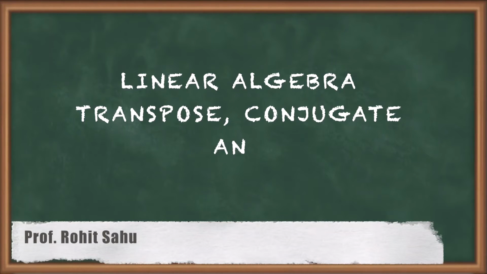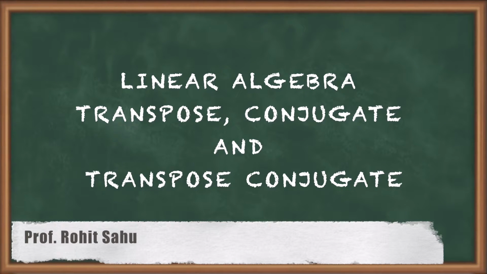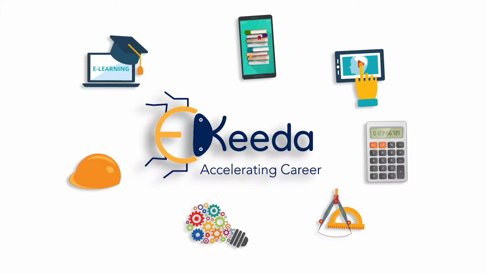Hello everyone. In this session, we'll discuss transpose, conjugate and transpose conjugate of a matrix. With the first one, let's start with the trace of a matrix. First of all, we'll find the trace of a matrix only for a square matrix. So it has to be a square matrix, right?